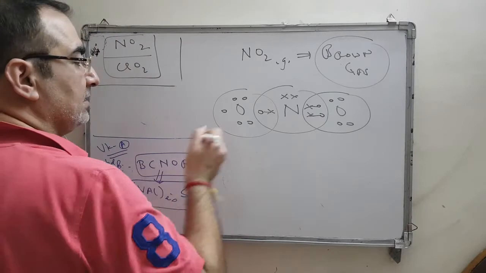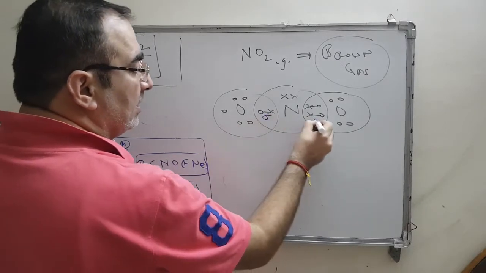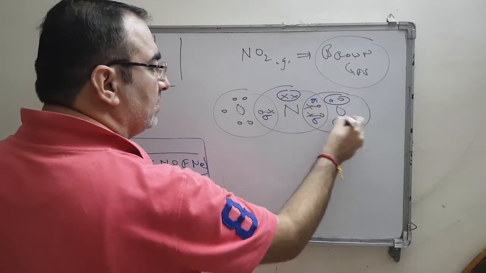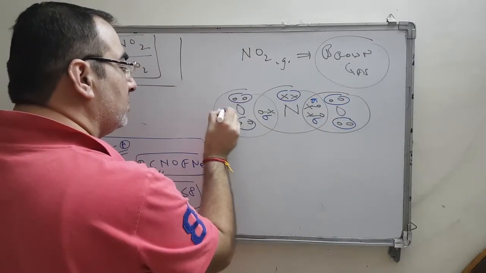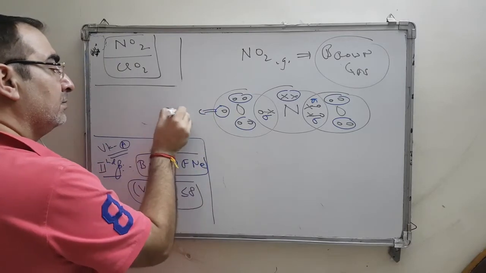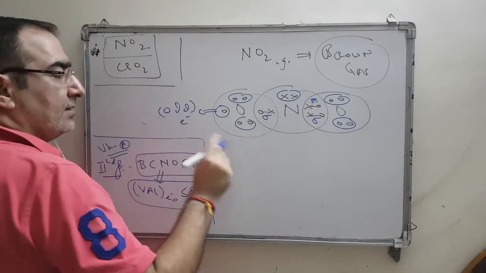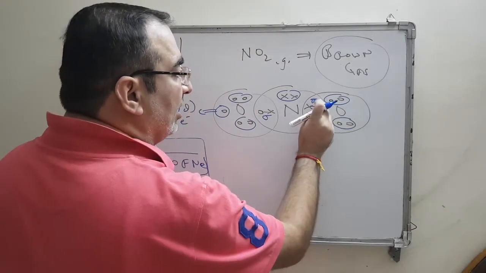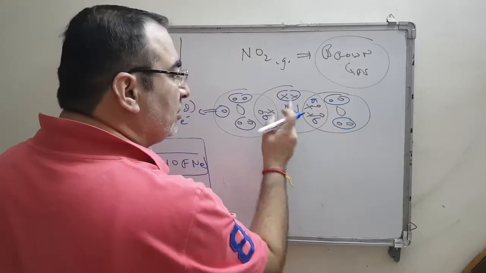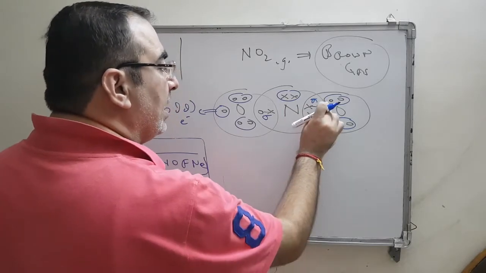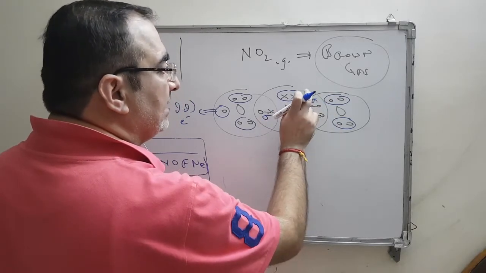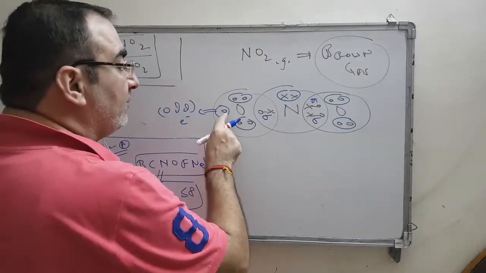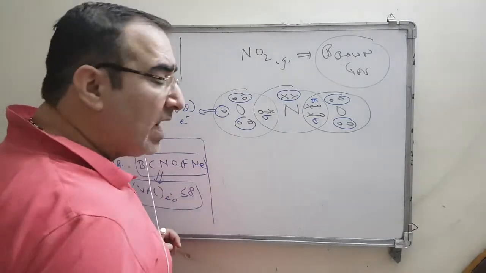How? You will see this. This is sigma, this is sigma, this is pi, this is lone pair, this is lone pair, this is lone pair, this is lone pair, this is lone pair, but this is the odd electron. Now this oxygen has 8 electrons: 1, 2, 3, 4, 4 pairs means 8 electrons. Nitrogen also has 8 electrons: 1, 2, 3, that is 6 electrons, and these two again make 8. But this oxygen has 1 electron unpaired and unbalanced.